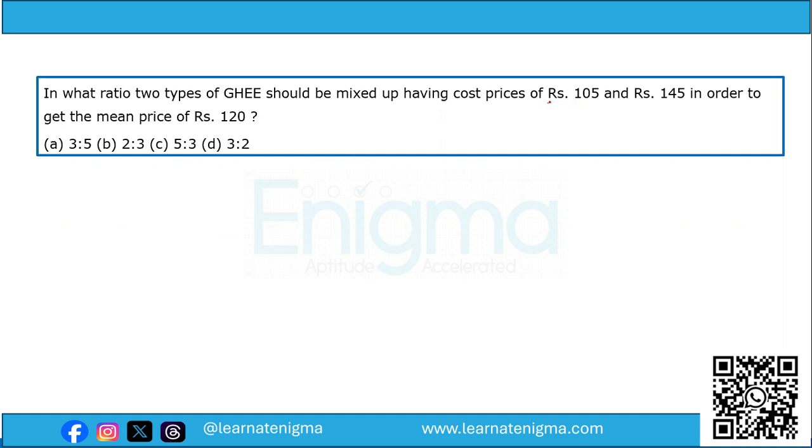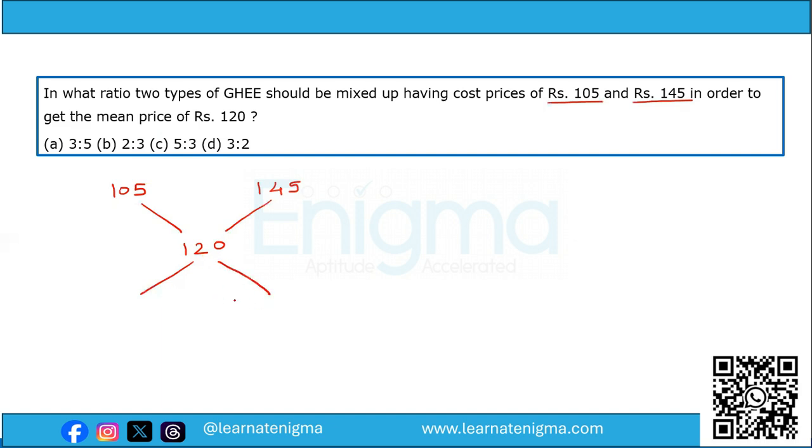The first cost price which is mentioned needs to be written in the left top corner. So we write down 105 here. The second cost price is to be written in the top right corner like this. And the mean price, or the cost price of the mixture, needs to be written in the center like this, 120. Now we have to do cross subtraction.